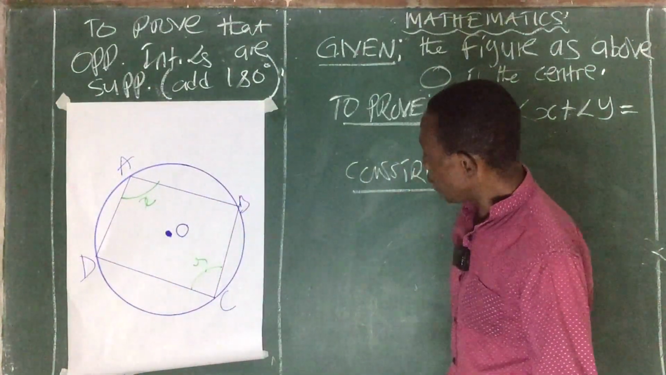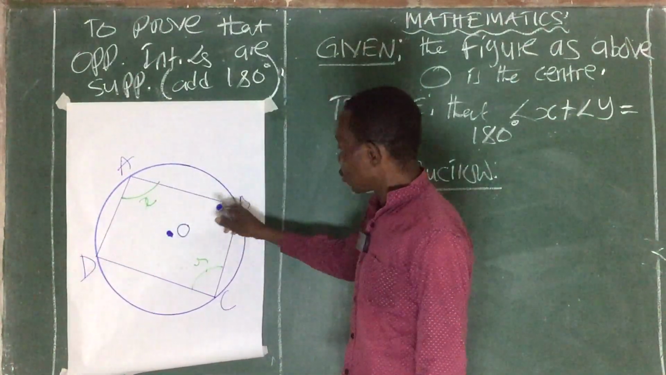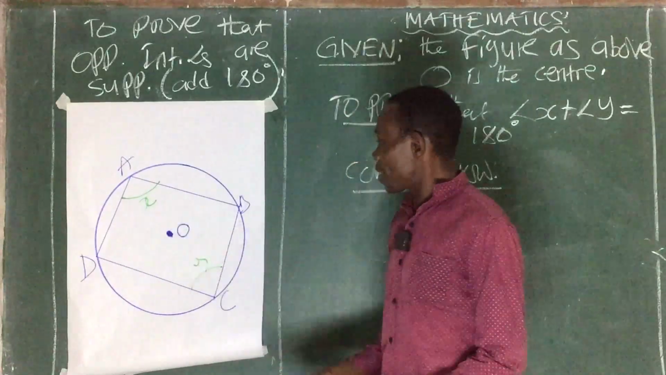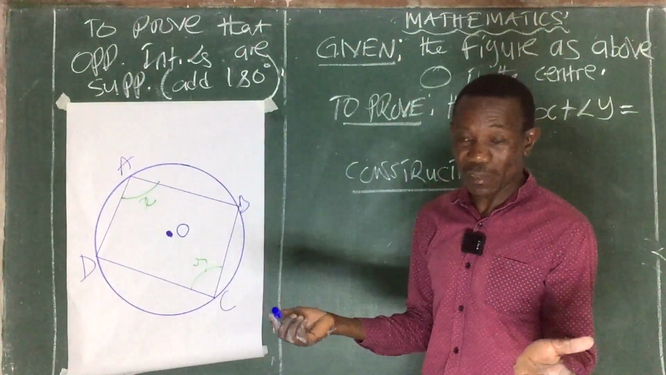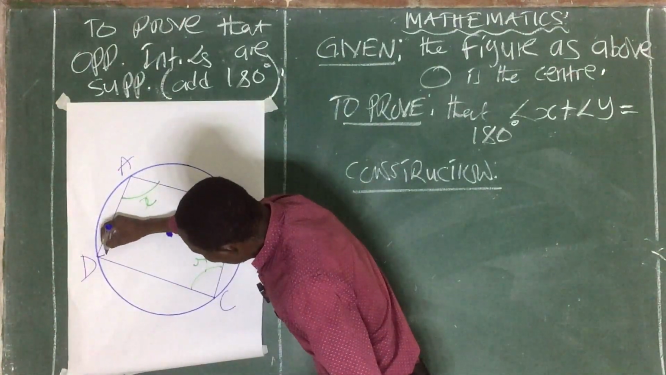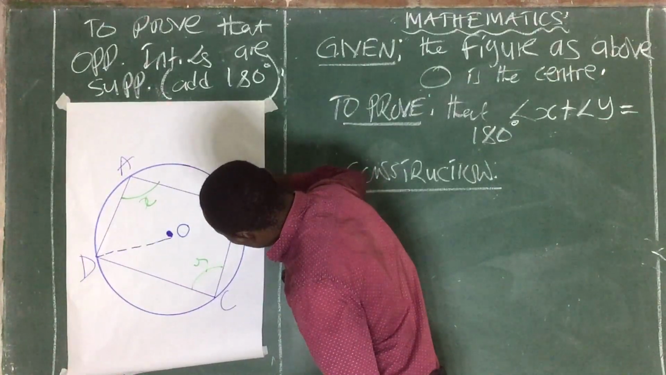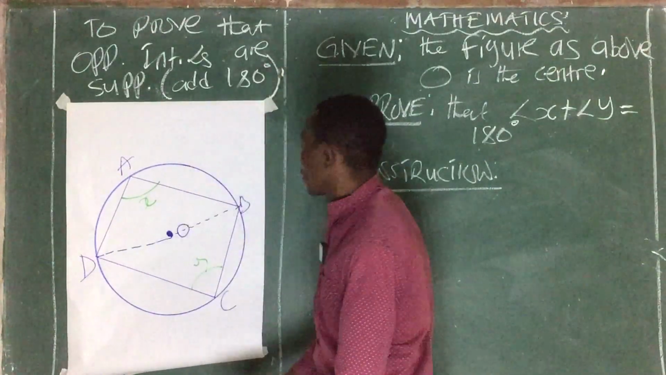What is needed here is simple. Just connect D to O and also B to O. So here I'll join point D to O like this. It comes to the center, and this line again will come to the center like this.